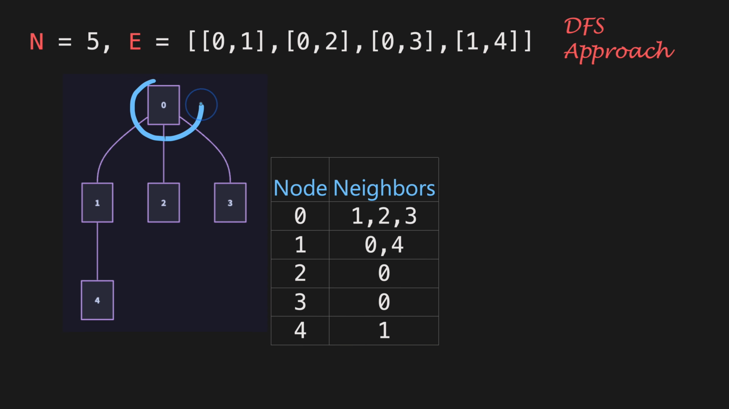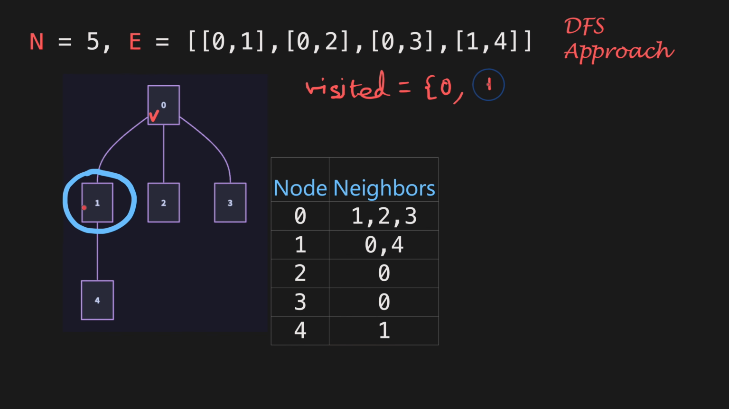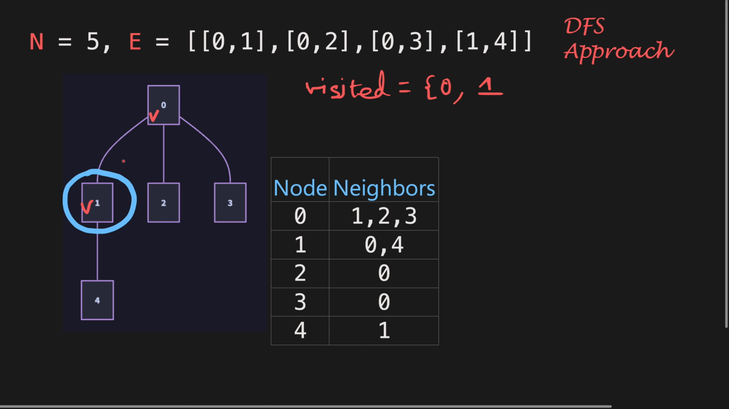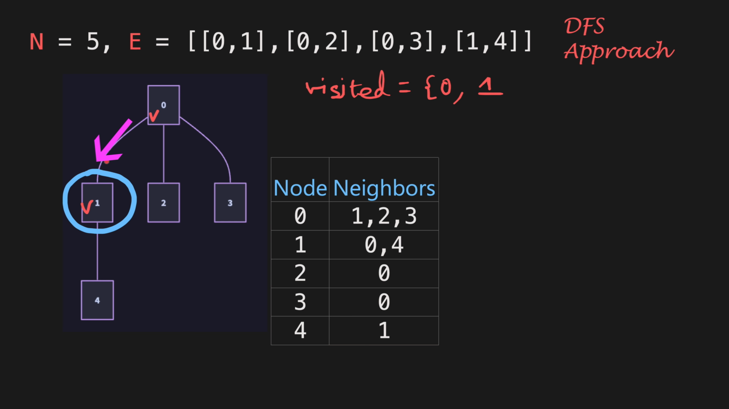Say from node 0, we mark it as visited and process its neighbors 1, 2 and 3. Say we go to neighbor 1 first and mark it as visited. It has two neighbors, 0 and 4. But if we go to node 0, it is already in the visited state, which would give us a false alarm that we have encountered a cycle. Visually, we know that's not true. We just came from there.